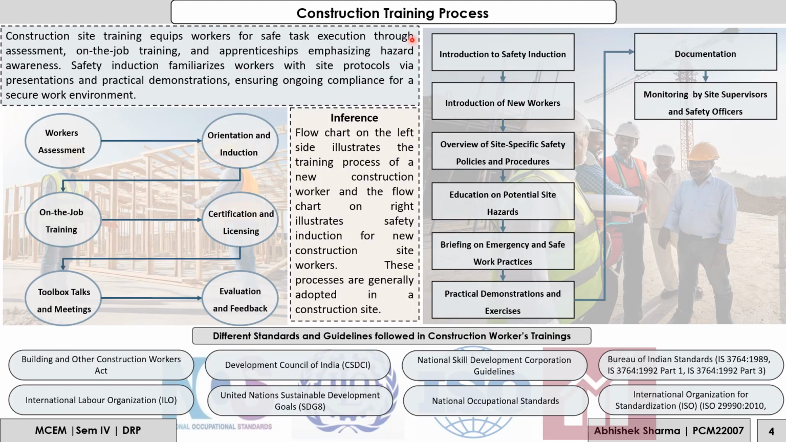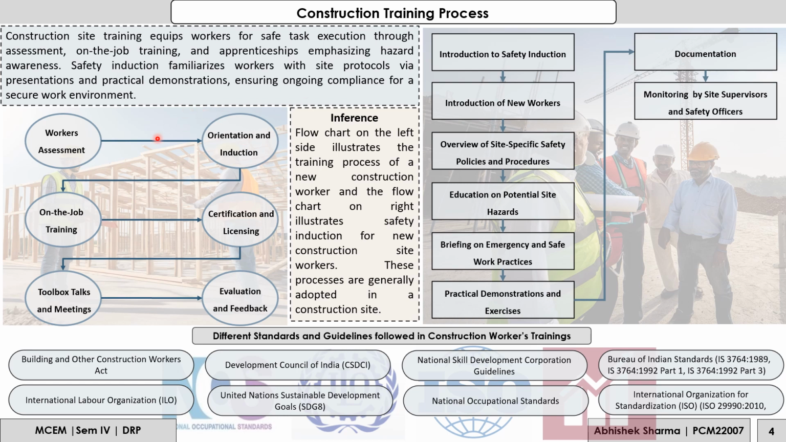Now, the construction training process. As we all know, construction site training prepares workers for safe task execution through assessment, on-the-job training, and apprenticeship programs. For safety induction, familiarization with the construction site is done for the worker, along with site protocols. This is done via presentations and practical demonstrations, ensuring ongoing compliance for a secure work environment.